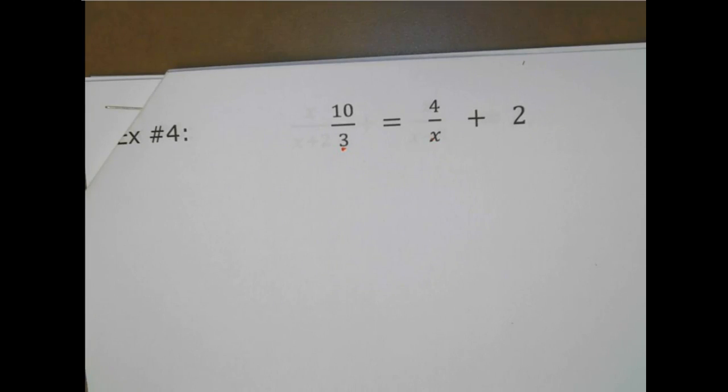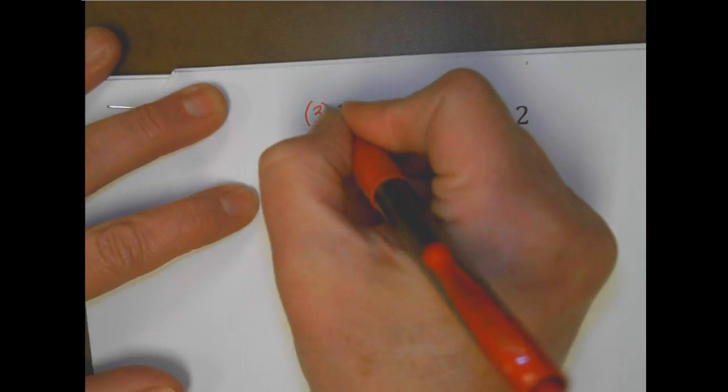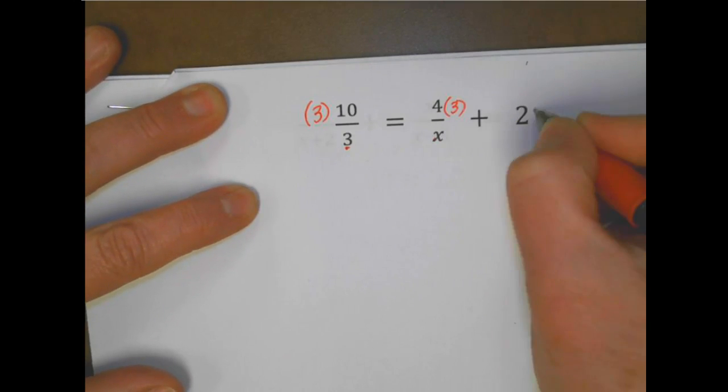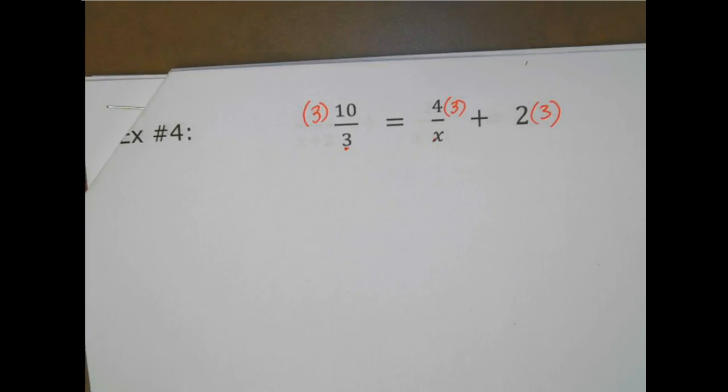Will the denominators factor? No. So let's get rid of them. What's the first denominator? 3. So I am going to multiply by 3. I am going to multiply everything by 3. I'm going to multiply 3 by every single term. When you multiply, because of order of operations, you have to multiply by every single term. So what's going to happen to this first 3?